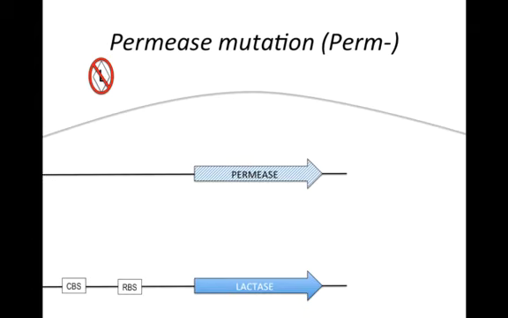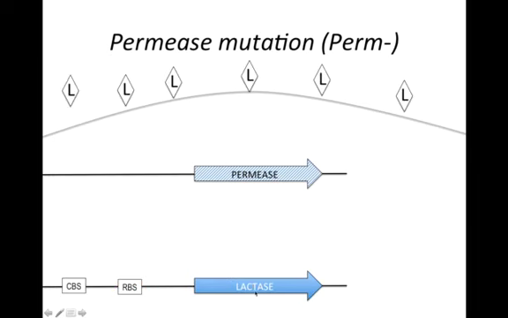Okay, so now let's think about a mutation. So again, this stippled effect means that now let's imagine that we have a mutation so that we do not have a functional permease gene. We do not have a gene that can produce a functional permease. So let's think about what's going to happen. In the absence of lactose in the environment, there's no lactose in the cell, so the repressor is going to bind and it's going to turn off lactase.